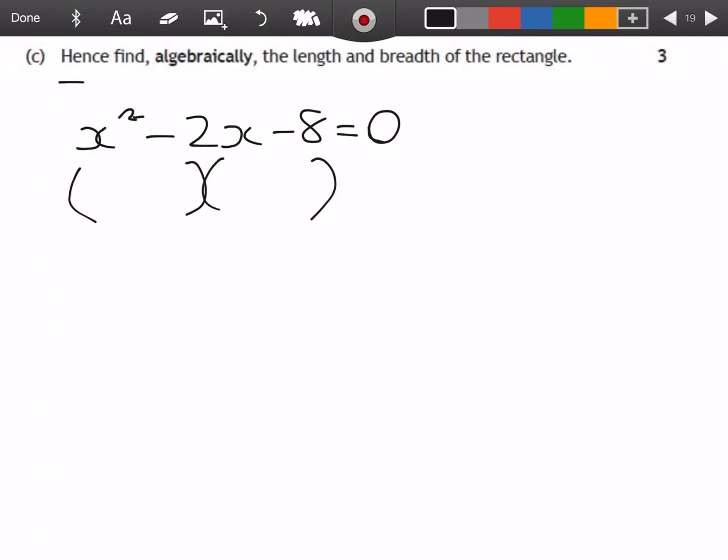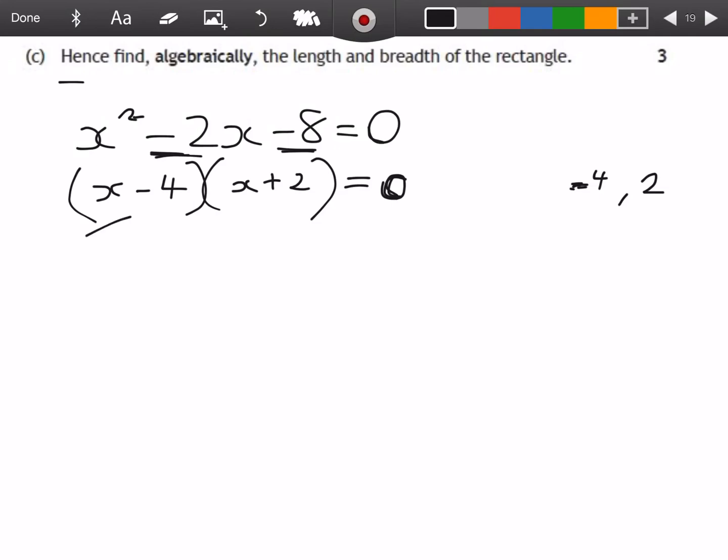We're factorising. Set it equal to 0. Two numbers that multiply to negative 8 that add up to negative 2. Let's rethink. Negative 4 times 2. They multiply to negative 8. Do they add up to negative 2? Yes, they do. x minus 4, x plus 2.